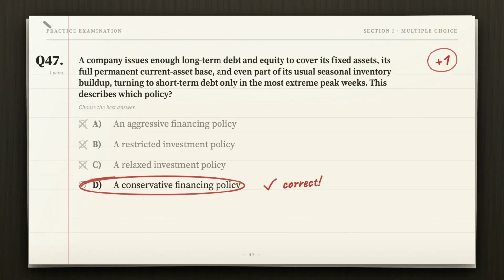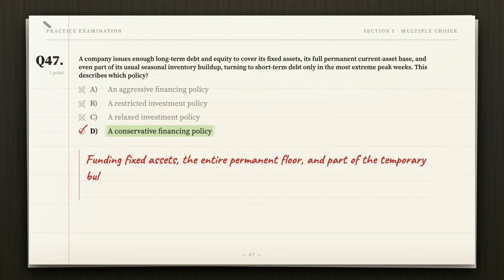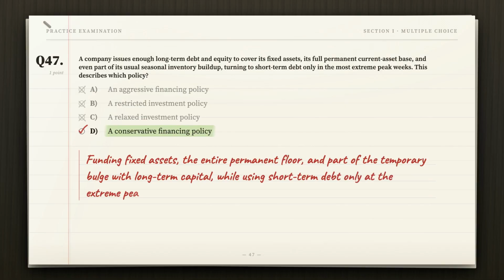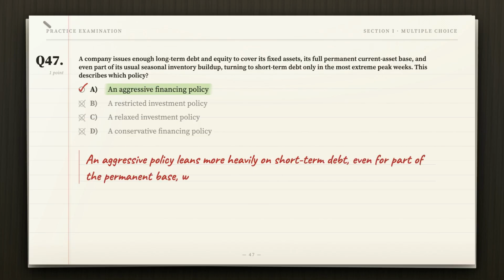The correct answer is D, a conservative financing policy. D is correct because funding fixed assets, the entire permanent floor, and part of the temporary bulge with long-term capital, while using short-term debt only at the extreme peak, is the conservative financing policy. It minimizes reliance on short-term borrowing. A is wrong because an aggressive policy leans more heavily on short-term debt, even for part of the permanent base, which is the reverse of this arrangement.